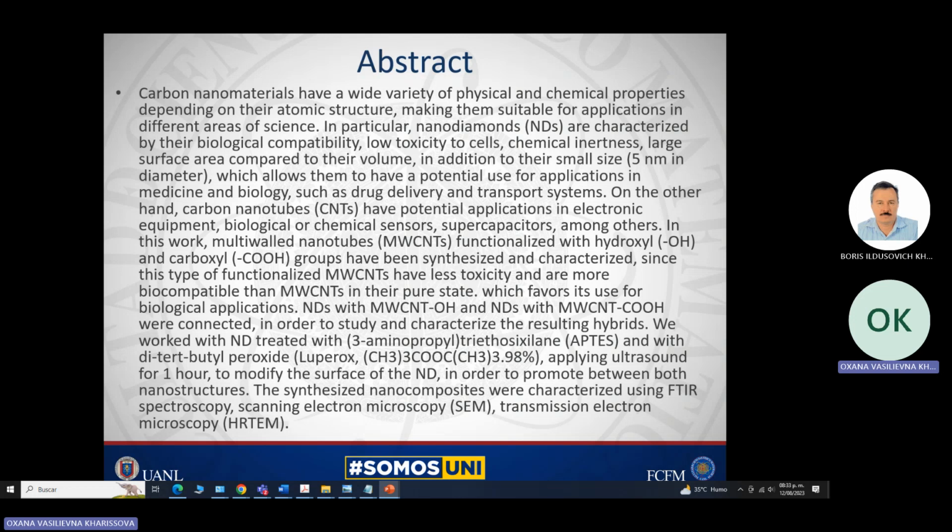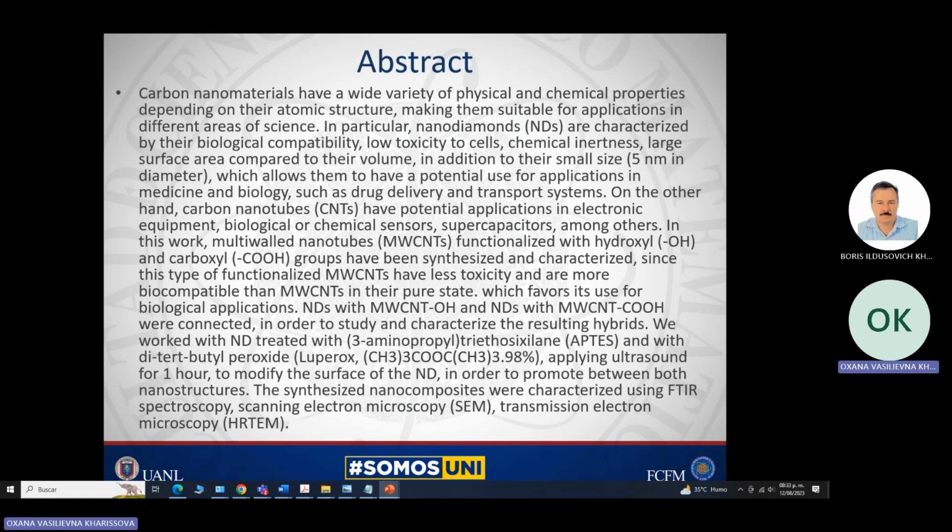In particular, nanodiamonds are characterized by biological compatibility, low toxicity to cells, chemical inertness, and a large surface area compared to the volume. In addition, their small size allows them to have potential use in medicine and biology, such as drug delivery and transport systems. On the other hand, carbon nanotubes have potential application in electronic equipment, biological or chemical sensors, supercapacitors, among others.